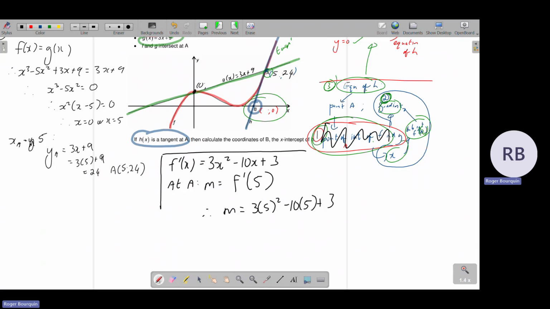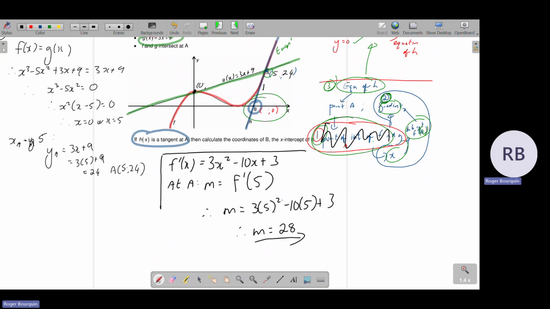Use your graph as a check. When I get the answer for the gradient of the blue line, should my answer be positive or negative? Should be positive. If you don't get a positive answer, you made a mistake, go check. So I've got 25 times 3 is 75. 78 minus 50, 28. Yes. Okay, nice. So your gradient is equal to 28.